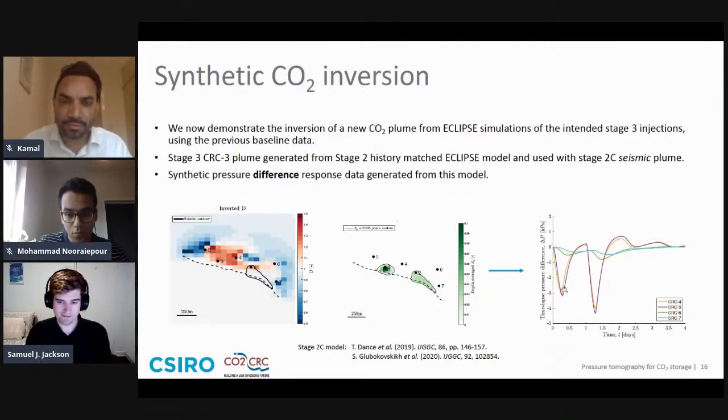And subtracting those, we get a difference in pressure. And that pressure difference is shown on the right here. And the response is negative because the CO2 acts as a sink, and the diffusivity is reduced and the pressure doesn't propagate as well. So this pressure data tells us something about where this plume is, and we can use that to try and invert for where the plume should be. So we've used Eclipse to generate all of the data, and now we're going to use our inversion methodology to try and match that pressure data and predict where the CO2 plume should be.